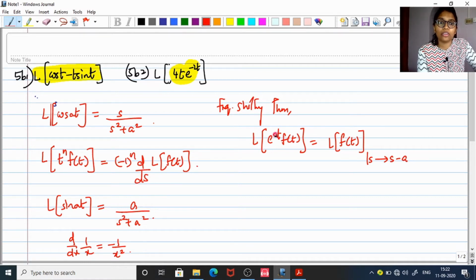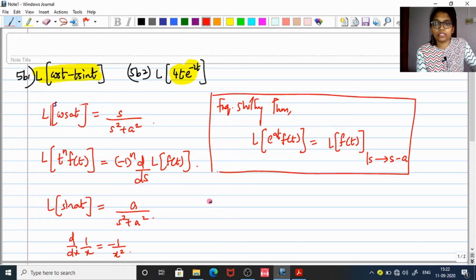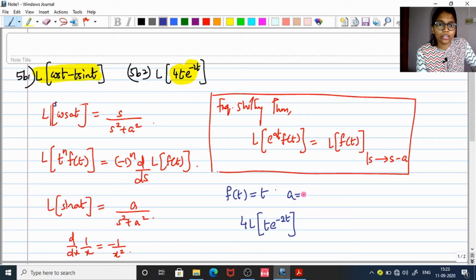Now replace your s value with s minus a, and a comes from this coefficient of t. Okay, in the power you have at. So the coefficient or the term along with t must be reduced from s. Okay, so this is your frequency shifting theorem, and you can proceed with this question. You can see just your f of t is t, isn't it? 4 can be taken outside being a constant. So it becomes like 4 into Laplace of t e raised to minus 2t, and f of t is t and a is your negative 2. Okay.